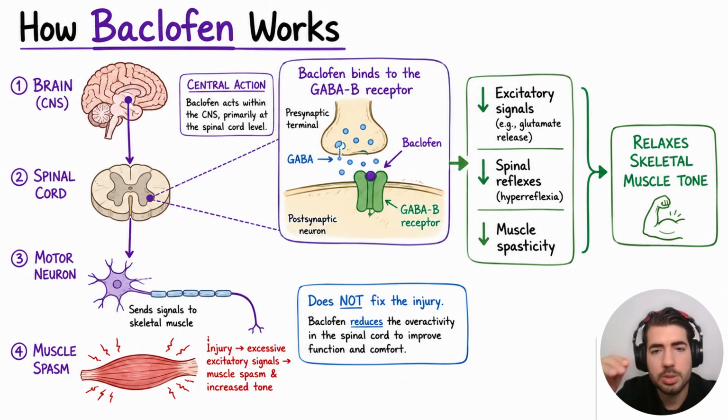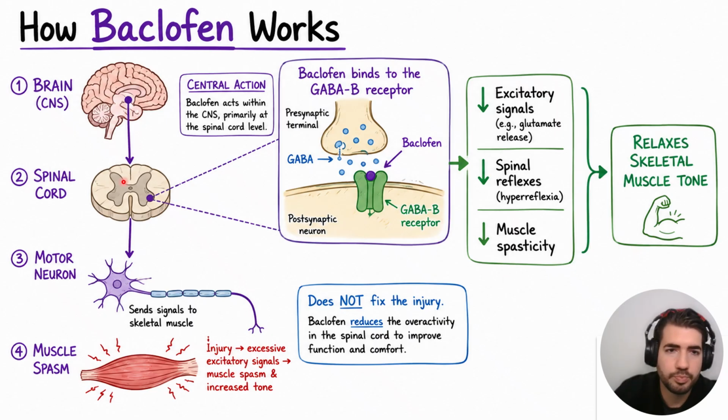And by doing this, you bring down the excitatory signals, the spinal reflexes, and the muscle spasticity, right? So you have a muscle that is more relaxed and actually works properly, that is not that stiff. This doesn't mean that it's going to fix any injury. Baclofen is just helping relax the muscle to improve function and comfort, and to reduce the spasms.